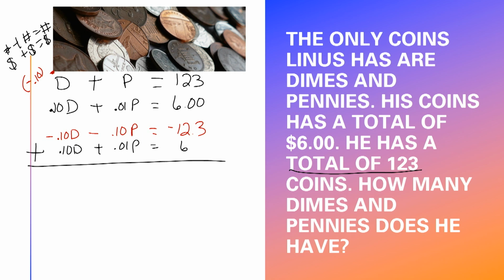So negative 10 plus a positive 10, they're gone. Then I have a negative 0.10 plus 0.01, and I get negative 0.09. And then I have a negative 12.3 plus 6, and I get negative 6.3. I need to make sure that I am isolating that p variable. So since I'm being multiplied, I'm going to divide.